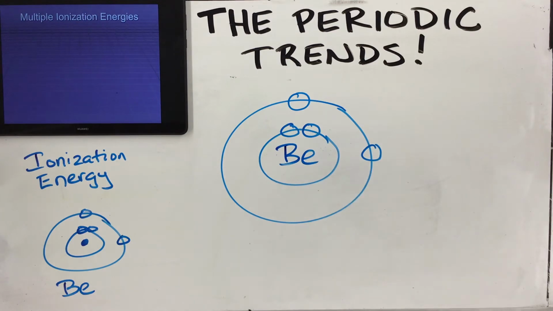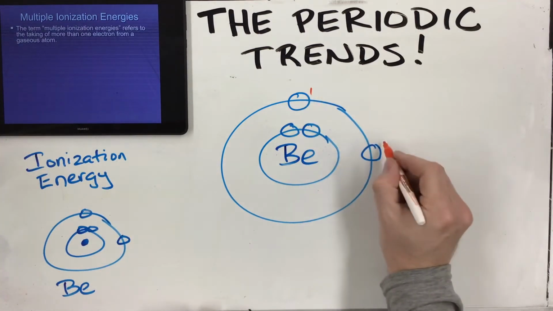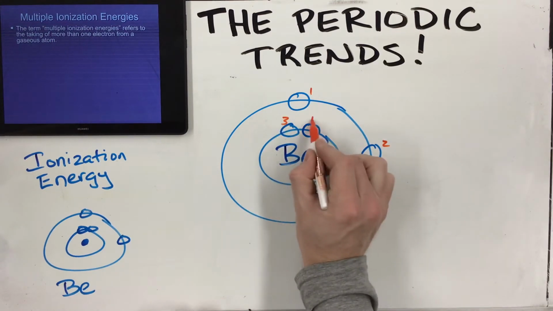And we'll number these electrons. So we'll call this electron number 1, 2, 3, and 4.